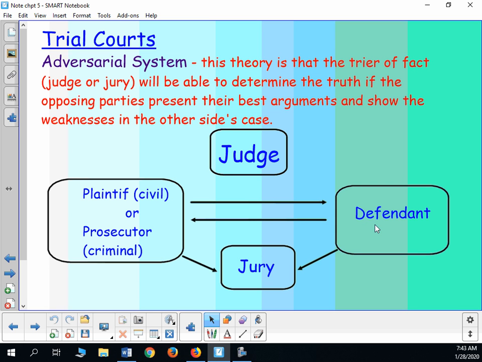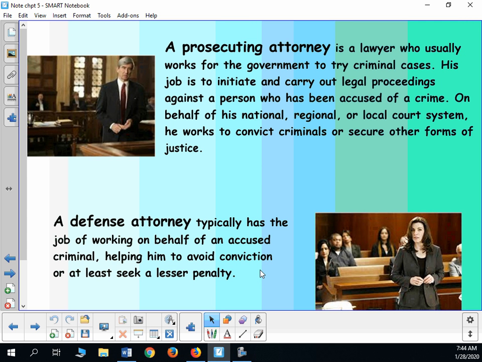Okay. Now, if there was no jury, it would be the judge. So you could change these to appear to the judge if you wanted to. But in most cases, there are jury trials. All right. So let's define a little bit who these people are that are in the court.